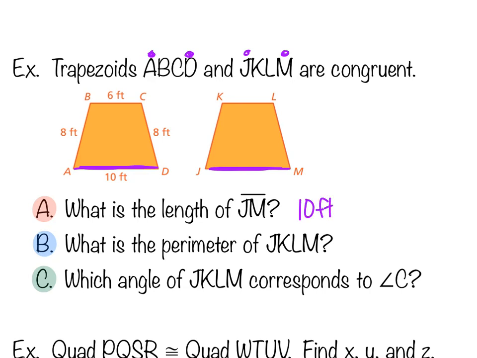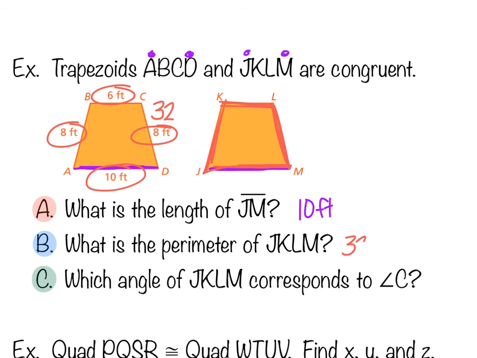And then it says, what is the perimeter? Well, the perimeter of trapezoid ABCD is 6 plus 8 plus 8 plus 10. So let's see, 8 and 8 makes 16, plus 6 more is 22, plus 10 is 32. So if the perimeter of this trapezoid is 32, and all these side lengths are the same as the other one because they're congruent, then that makes the perimeter of trapezoid JKLM 32 feet.